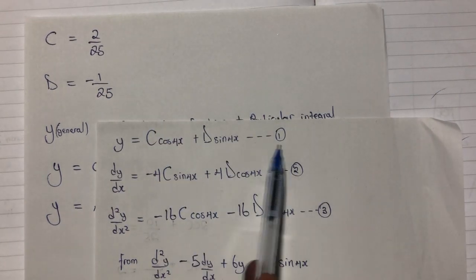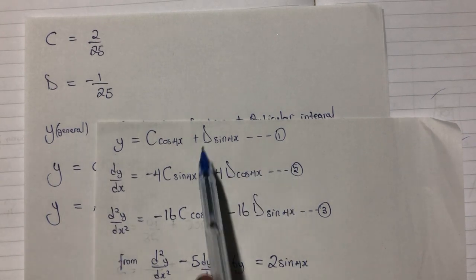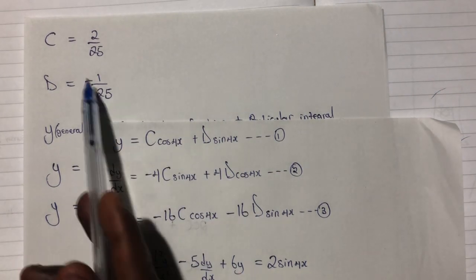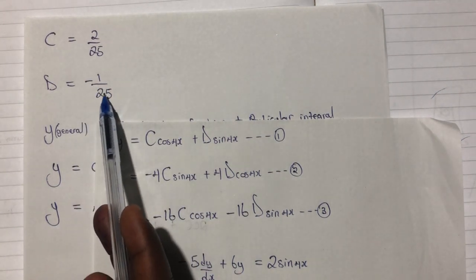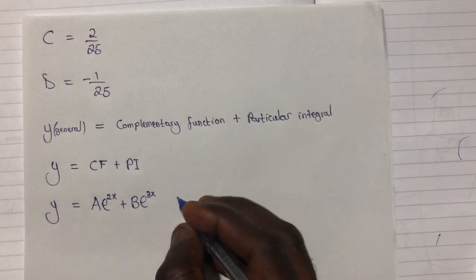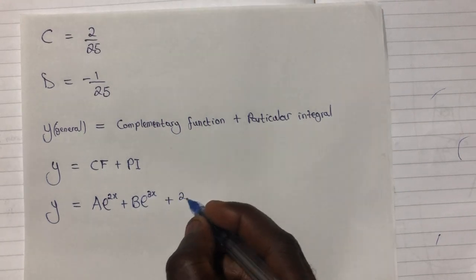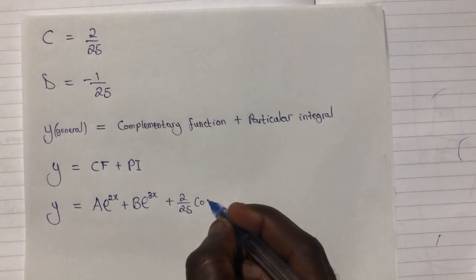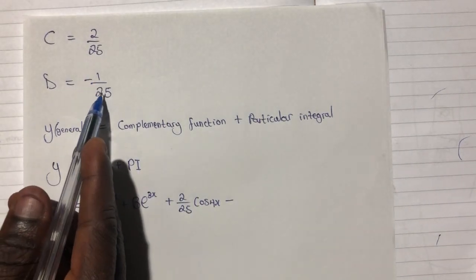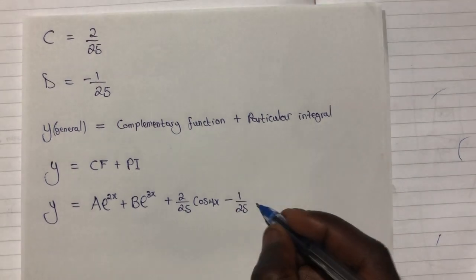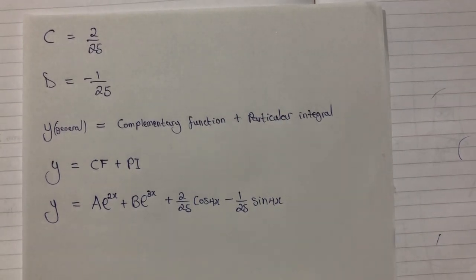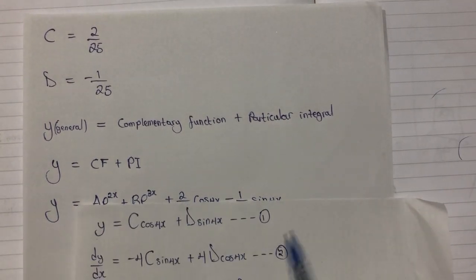So this was our complementary function, and then our general solution for the particular integral was supposed to be c cos 4x plus d sin 4x from equation 1. Now we know the value of c to be 2 over 25, and d to be negative 1 over 25. So now we are getting everything here, plus 2 over 25 cos 4x minus 1 over 25 sin 4x. So that is what I have produced.